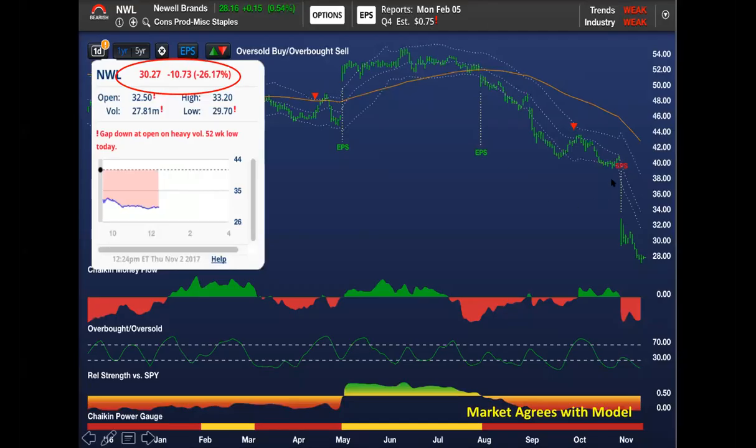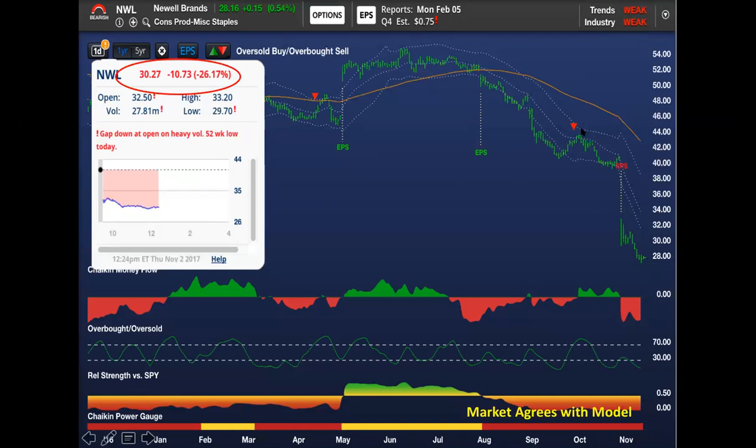Look what happened on November 2nd. Remember, this is October 22nd. So 10 days later, Newell reported a negative earnings surprise. The stock gapped down 26% on heavy volume. And it's kept going lower. Why? Because analysts are lowering their estimates.